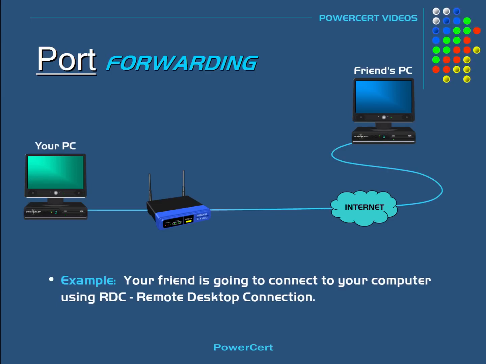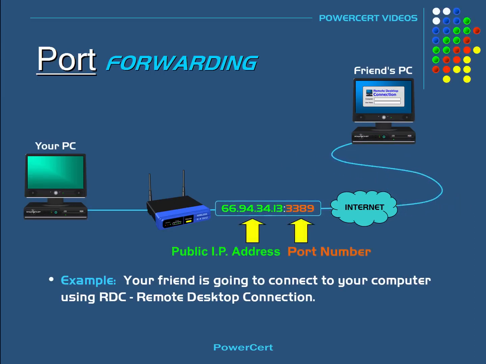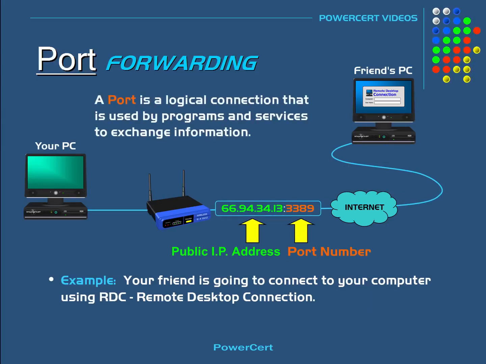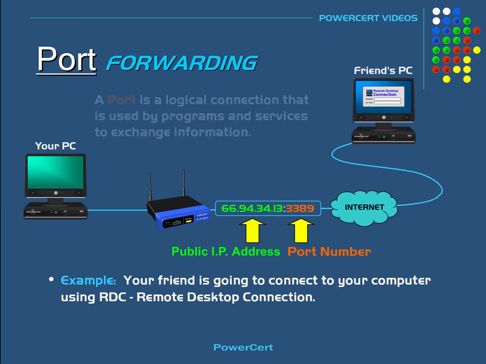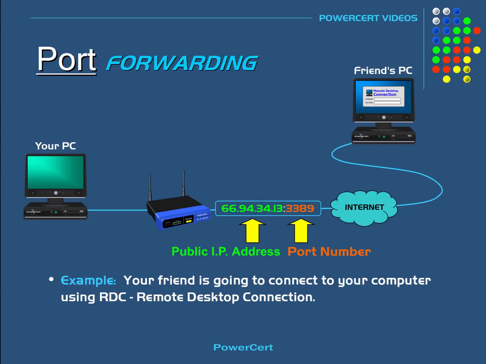So now your friend is ready to connect to your computer. He starts up the Remote Desktop Connection and sends the request to your public IP address with a specific port number. Now, a port is not a physical connection, but a logical connection that is used by programs and services to exchange information. Ports uniquely identify these programs and services that are running on a computer. And in this case, Remote Desktop Connection uses port 3389.